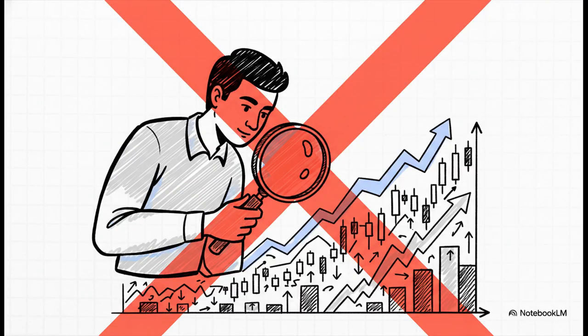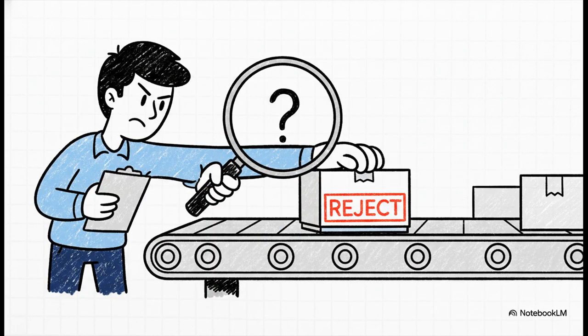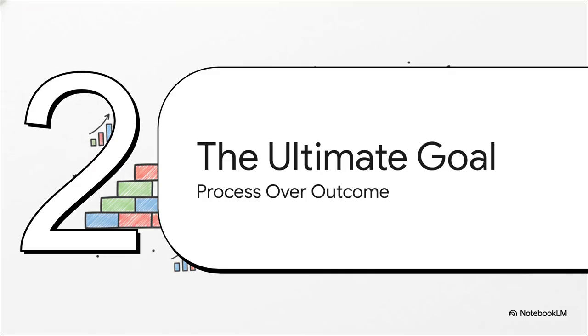Let's be perfectly clear about what your role is here. Your job, it is not to find trades. Your job is to be a quality control inspector on an assembly line. Your entire function is to look for flaws, to find reasons to say no, and to throw out any setup that doesn't meet every single one of your strict rules. So if your primary job is really just to reject flawed setups, then the ultimate goal can't be about the profit from any one trade, right? The real goal is the flawless execution of your process, day in and day out.